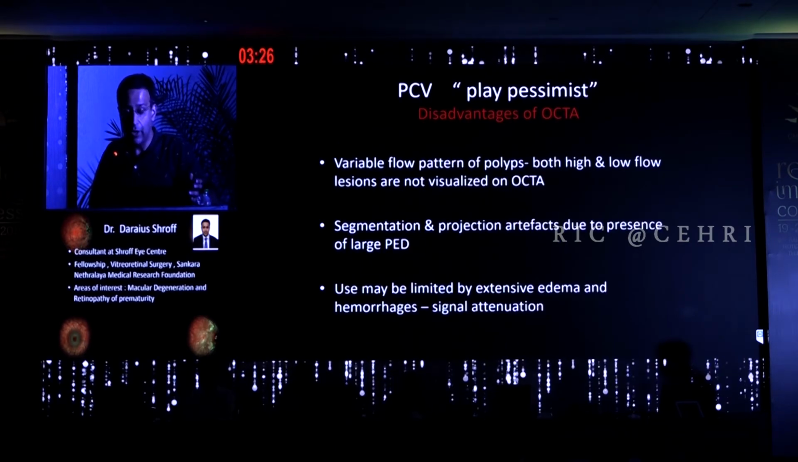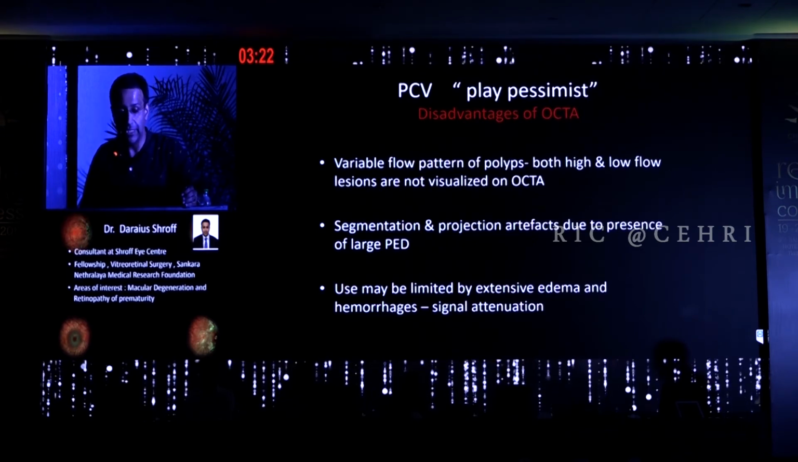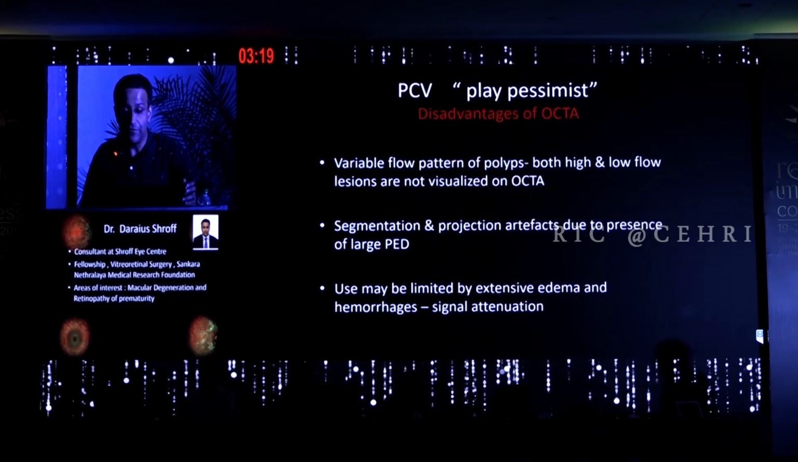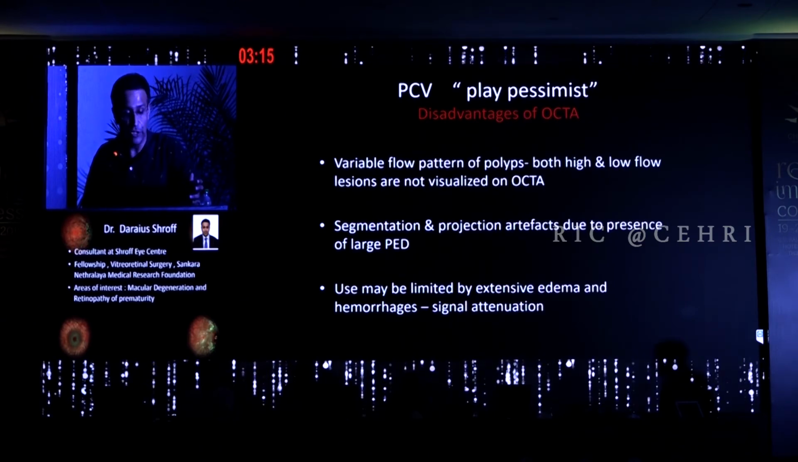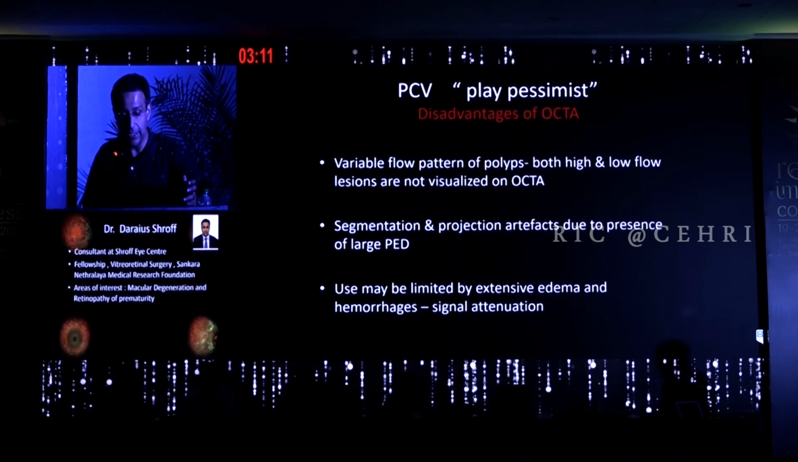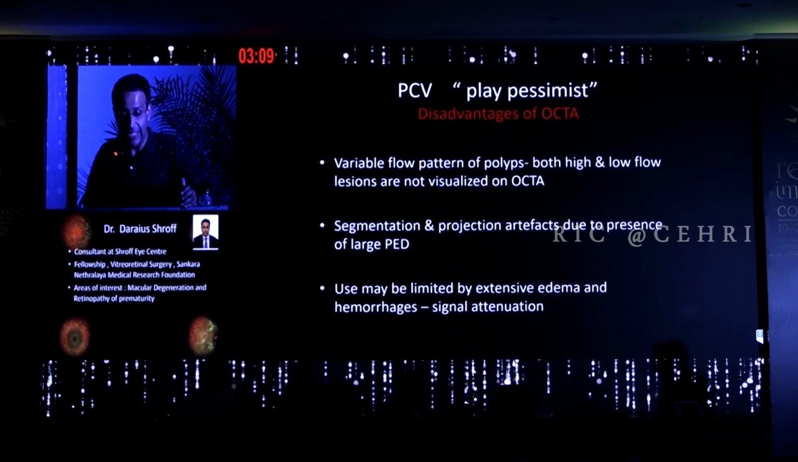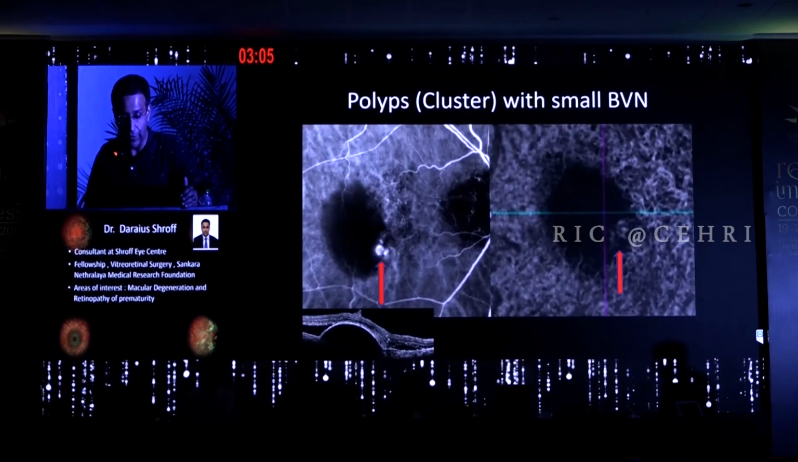So I think we've heard a lot of optimism and pessimism. So what are the disadvantages of OCTA in PCV? There's a very variable flow pattern in polyps, high and low flow, both of which are not well visualized. Segmentation and projection artifacts due to the large PED present, and the utility will be limited by a lot of edema and hemorrhages. So now let's be a little optimistic and see what we got.